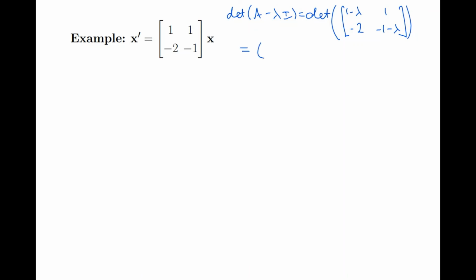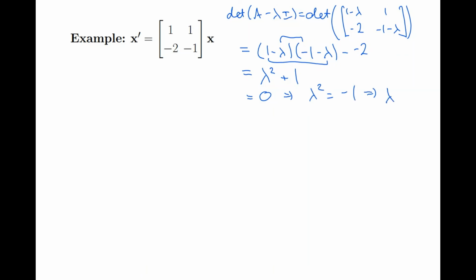Expand the determinant, I get 1 minus lambda times minus 1 minus lambda, minus 2 times 1 is minus 2. Simplify that, that is lambda squared plus lambda here minus lambda here, minus 1 plus 2 makes plus 1. Equals 0 when lambda squared is negative 1, or lambda equals plus or minus i. So I'm in the case when I have pure imaginary eigenvalues. In other words, the eigenvalue alpha plus or minus i beta is plus or minus i. So the alpha, the real part, is 0, and beta, the imaginary part, is 1.